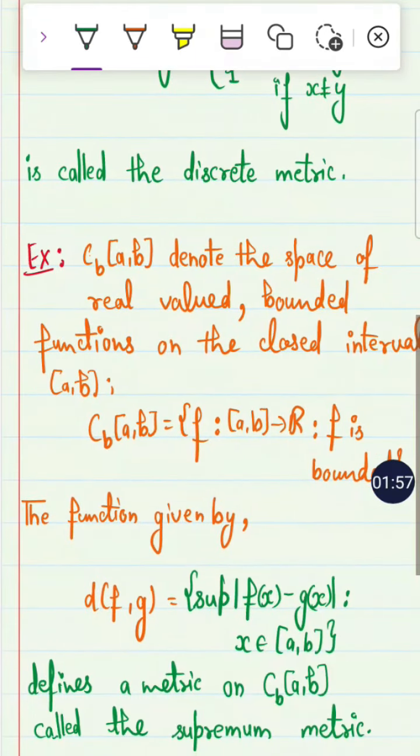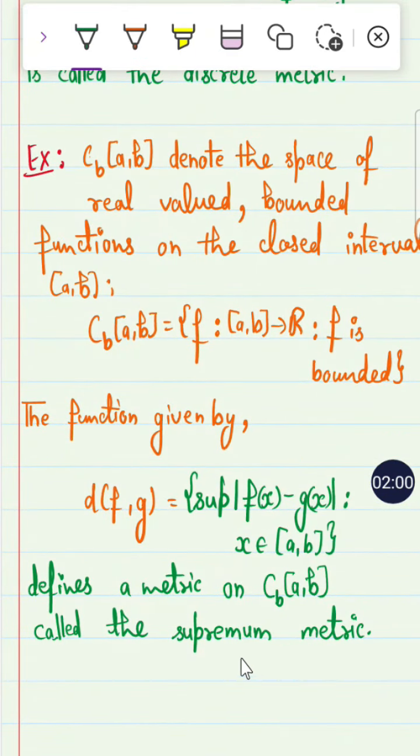Now this is the third metric, which is called the supremum metric. This is the supremum metric. Why? Because of this bounded b. If there exists b, then it is a bounded function on the closed interval [a, b]. The space of real valued functions which are bounded on the closed interval [a, b] is denoted by B[a, b]. Now how to define that? B[a, b] equals the set of functions f from the closed interval to R such that the function is bounded. Okay, this is the definition of this space, B[a, b].